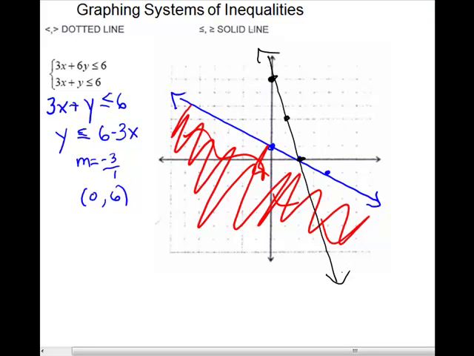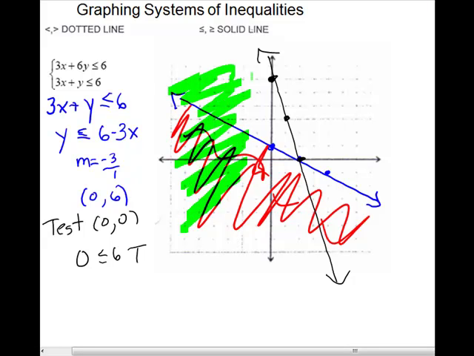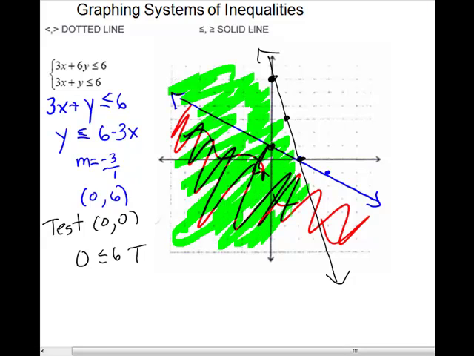We'll do our test point. Again, we can choose 0, 0 because it is not on that line. And so 3 times 0 is 0 plus 0 is 0. Is 0 less than or equal to 6? And it tests true. So we want to shade the side that includes 0, 0. So we'll shade this one with green. I'm using two colors so that we can see the overlap, because we want the part that has both.